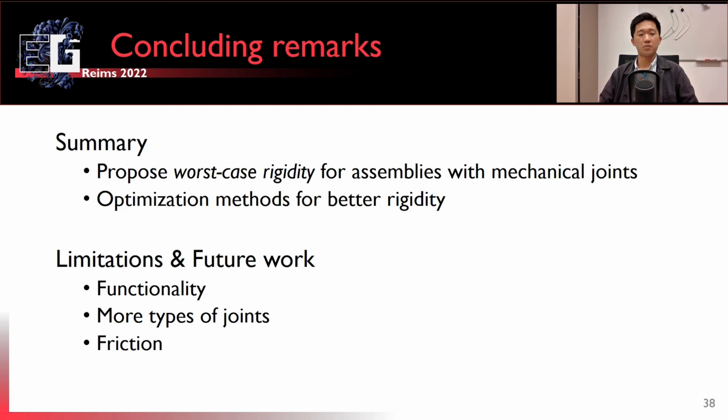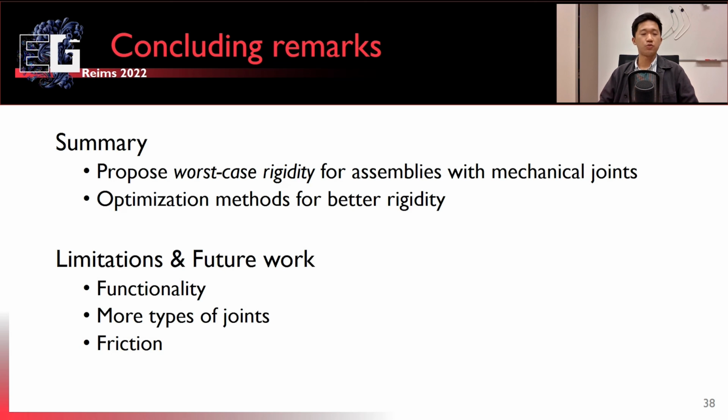However, there are also a couple of limitations, and it would be cool to see them resolved in future work. The first thing we didn't take into account is the functionality of the assembly structure, because some assembly structures have intentional degrees of freedom or intentional free motion because they need to accomplish certain tasks. And we didn't take into account this kind of functionality constraint while optimizing for better structural rigidity.